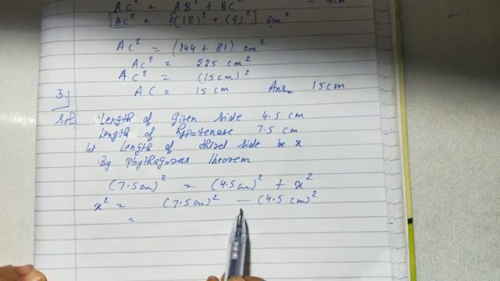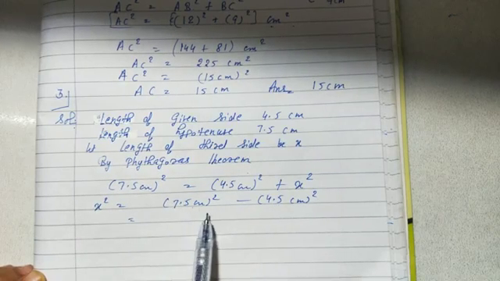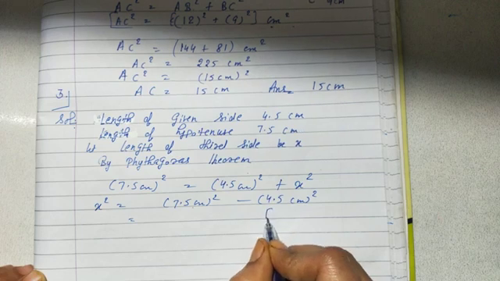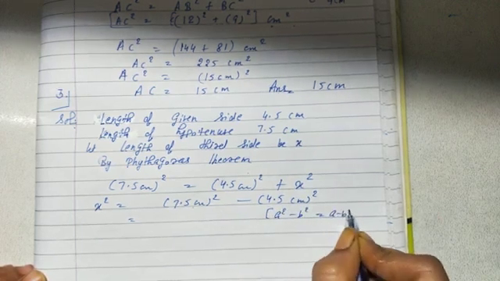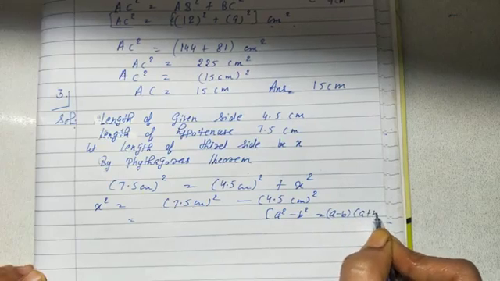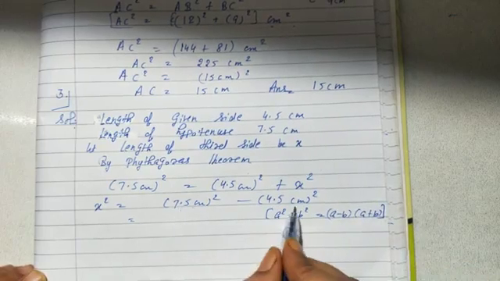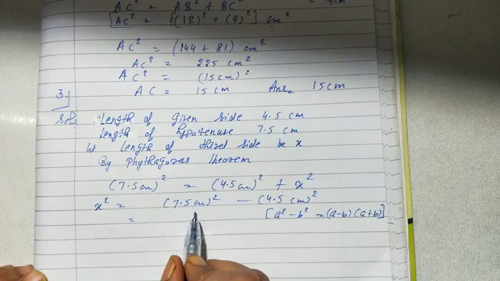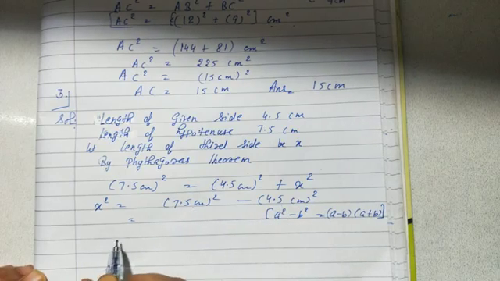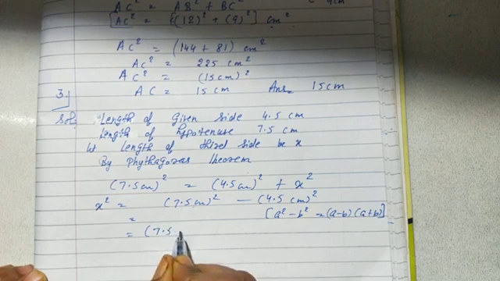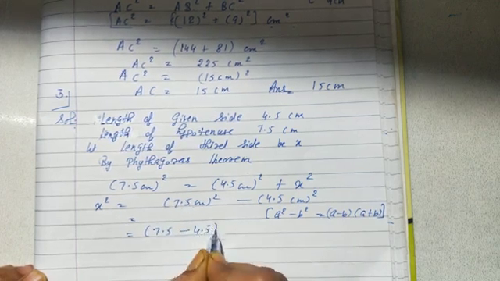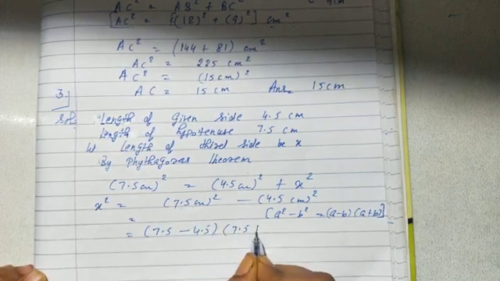Now you are already aware of the identity a square minus b square is equal to a minus b into a plus b. Using this identity, a square minus b square, taking a as 7.5 and b as 4.5 centimeter, we will take a minus b into a plus b.